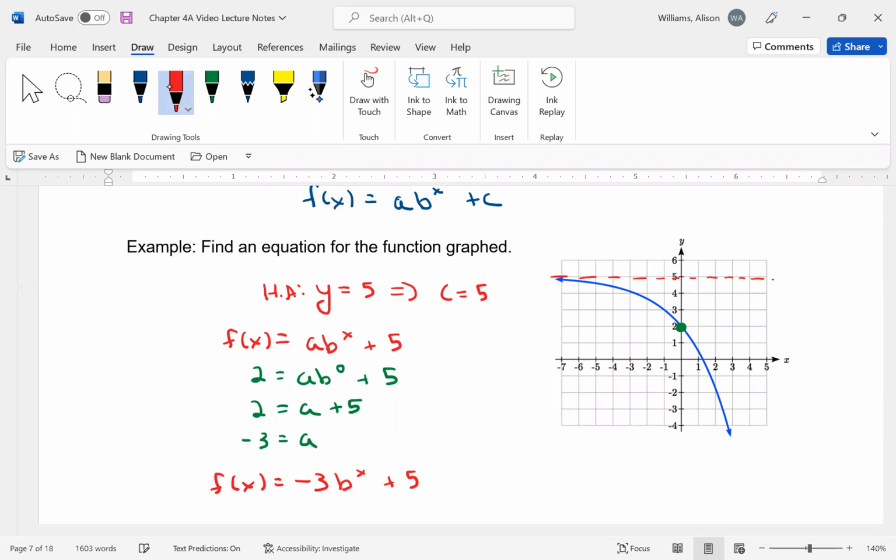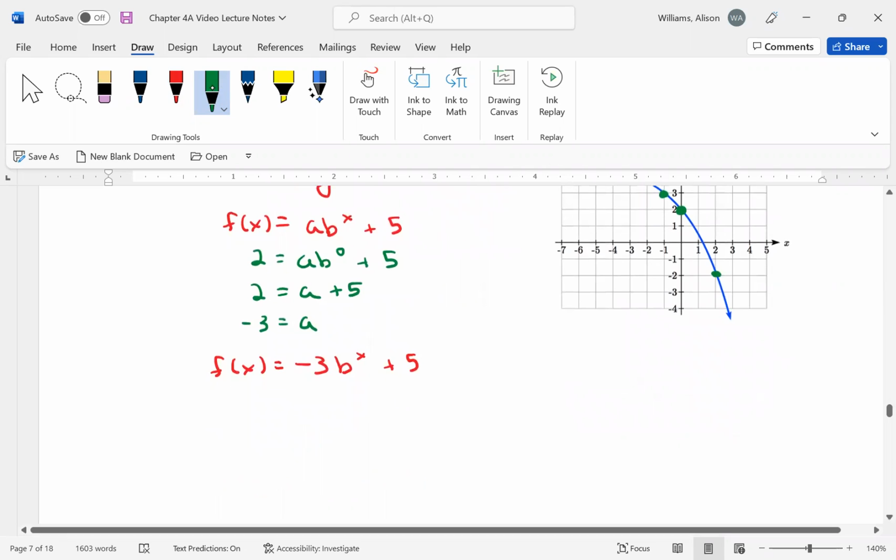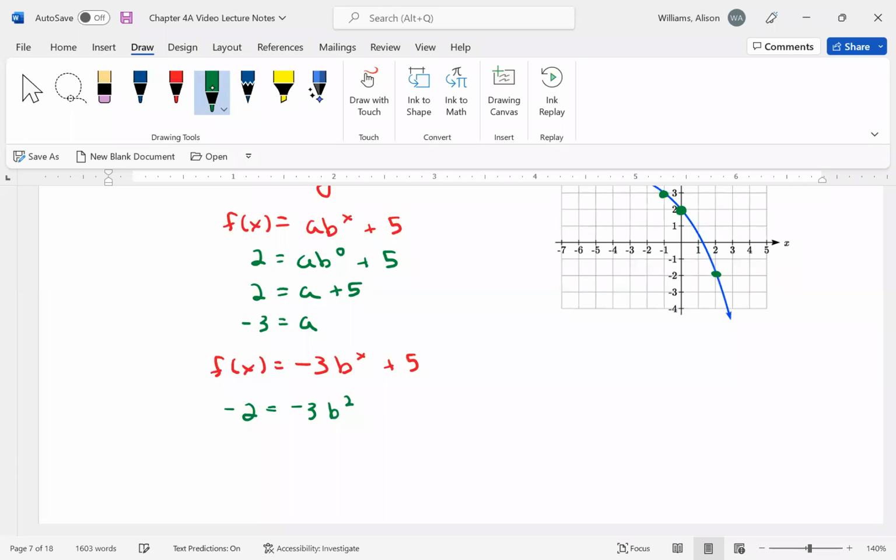Okay, so now all we have to do is figure out b. So let's pick another point, a nice point that's easy to pull off the graph, and then we'll use that. So I see a couple contenders. I see (-1, 3). That's a good contender. And I see (2, -2). I also think that is a good contender. I think we'll go ahead and go with (2, -2). The reason is that's going to give us a positive exponent. So let's plug in. So this is going to equal -2 when x is 2.